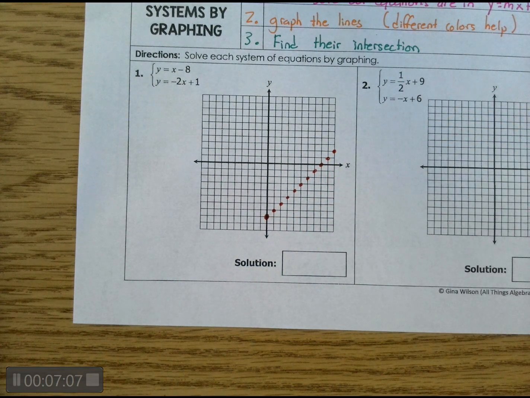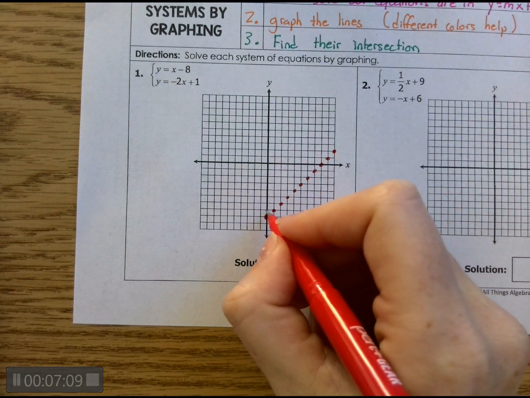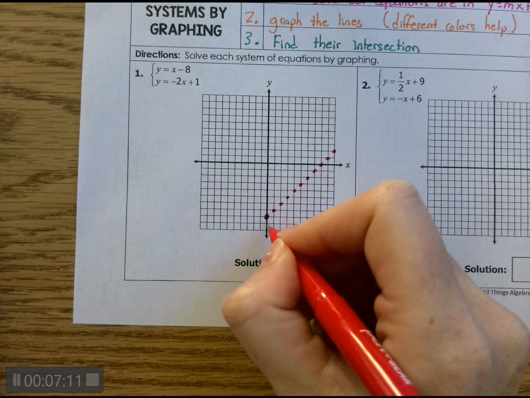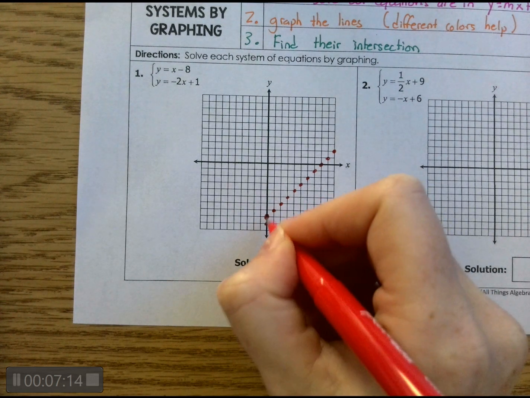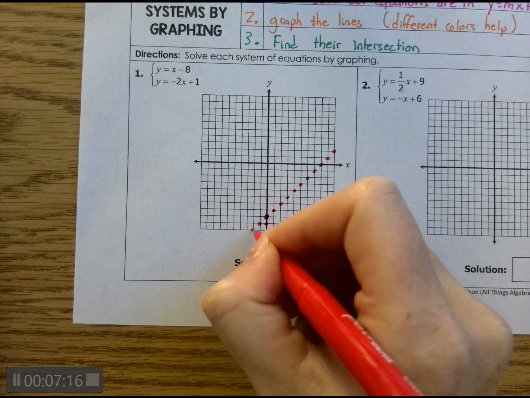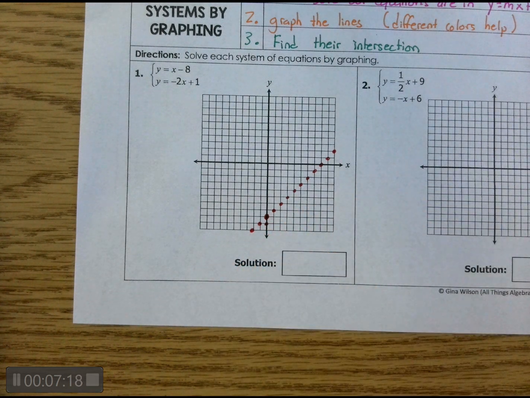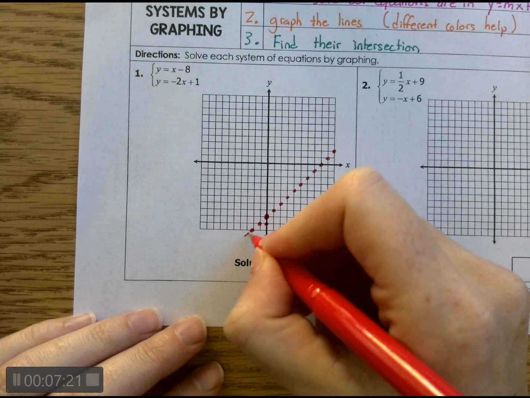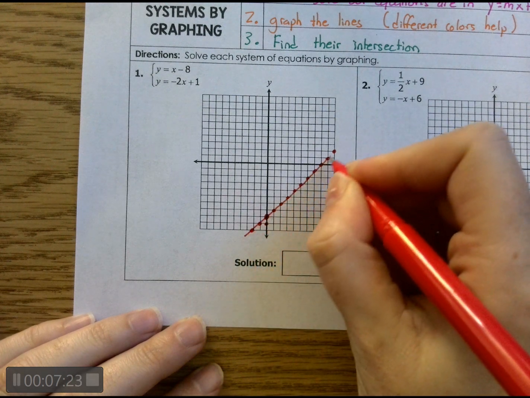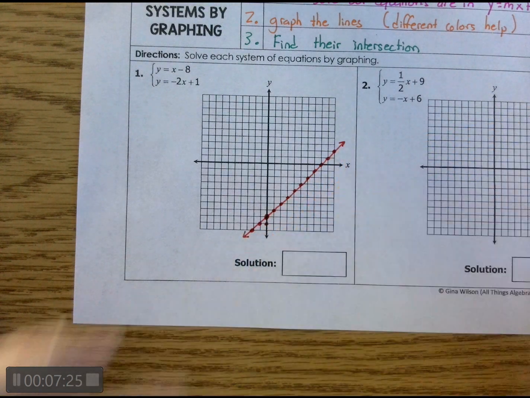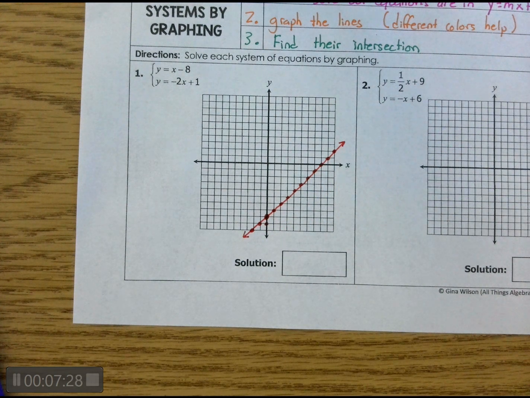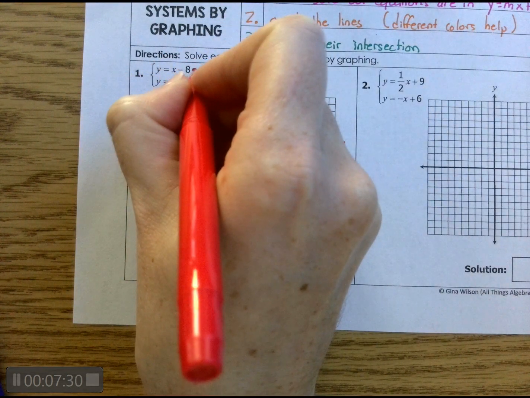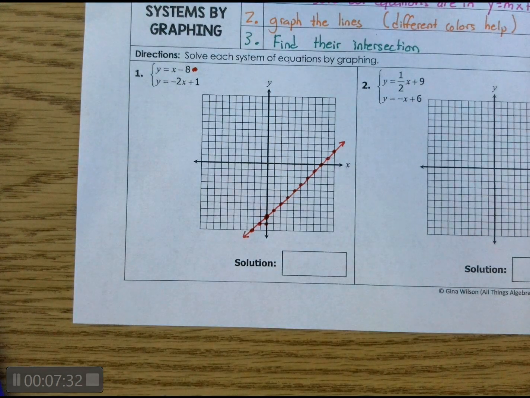And then when you run out of graph, do the opposite, because we did up 1 to the right 1. Now we're going to do down 1 to the left 1, down 1 to the left 1. So ignore that little blurb that I made right there. That was Miss Johnson having a brain fart. There we go. And we have graphed our first line. And if it helps, you can put a little dot of the color that you used next to that line. That way you remember which one it is.